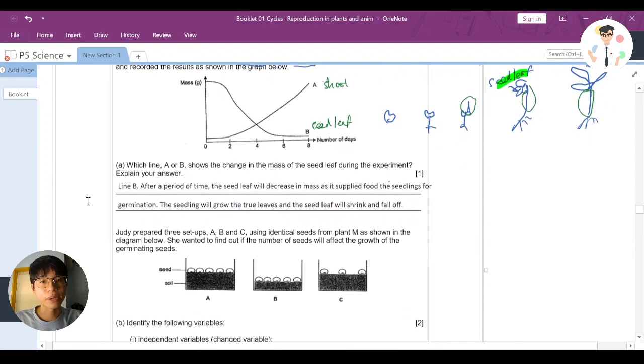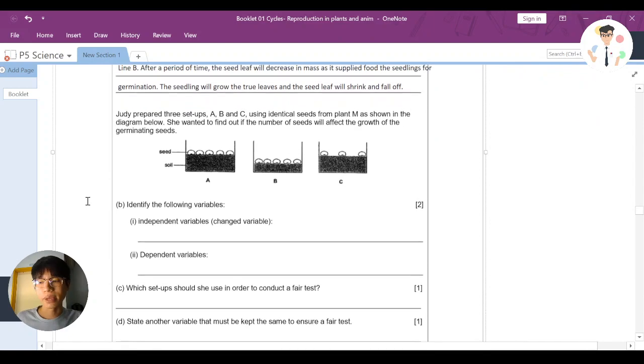So now let's look at the next part. Now, Judy prepared 3 setups A, B, C using identical seeds from plant M as shown in the diagram below. So let's come back to this. She wanted to find out if the number of seeds will affect the growth of germinating seeds. So you know the aim of the experiment is here, to find out if the number of seeds affect the growth of the germinating seeds.